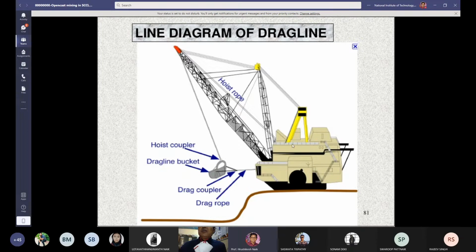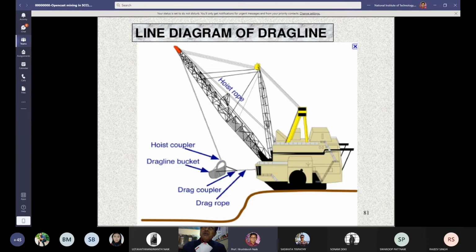This is the dragline machine, and it has the hoist ropes. This is the boom. Starting from this black color till the red color, the total length is called the boom length, and the hoist coupler and hoist rope are there. Then the dragline bucket is suspended from the boom point, and there is a drag coupler and a drag rope, also for dragging the material.